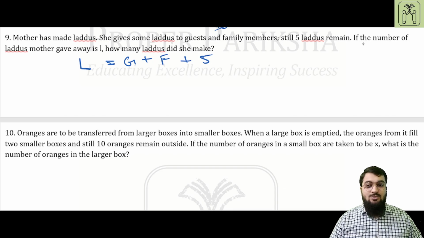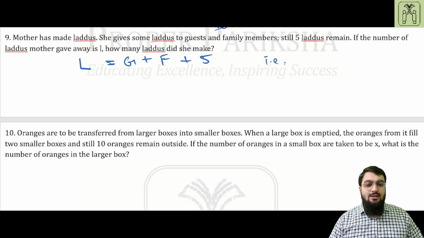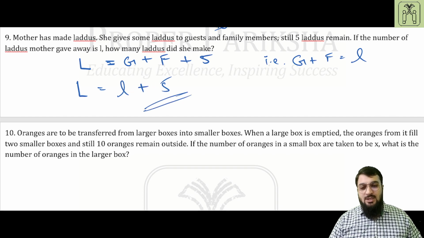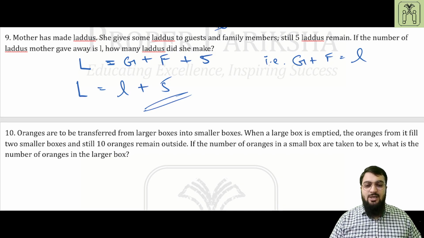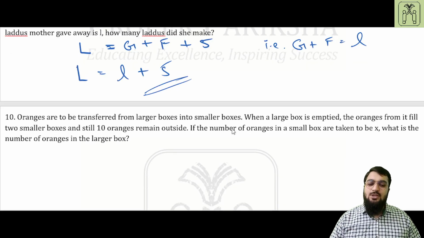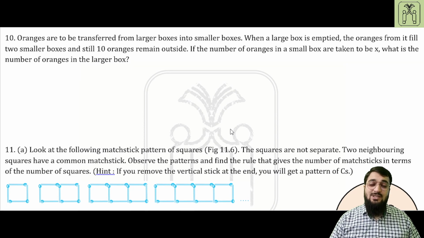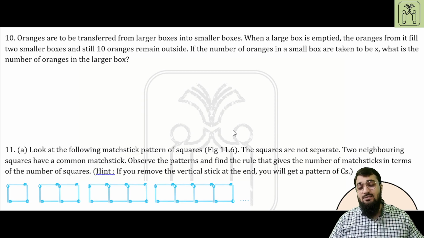Now as per the question, if the number of laddus mother gave away is l, that is, G plus F is equal to small l. So that will be L is equal to small l plus 5, and that will be the answer. How many laddus did she make? She made l plus 5. Question number 10. You have to just understand the question, what the verbal part is saying, and after that you just have to write that down in mathematical form.